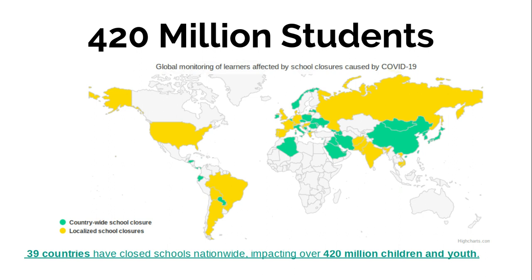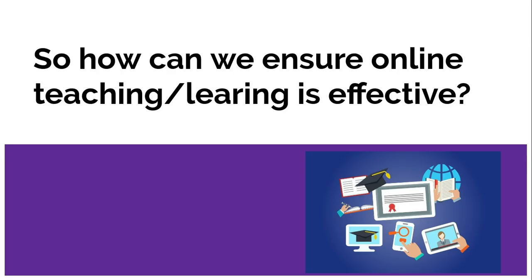At this time, there were 420 million students. I believe that has increased considerably. These students need to continue their studies. They need to continue learning. And us as educators need to make sure we are providing them with successful education. So how can we ensure our online teaching and their online learning is effective? That's what we're going to look at in this video.